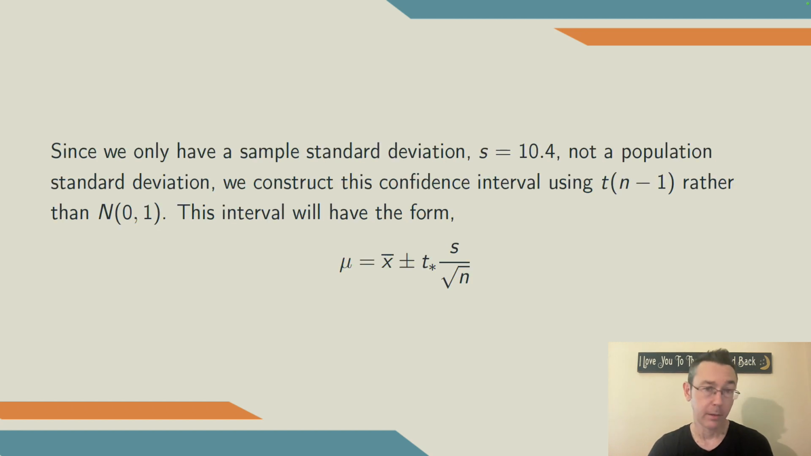Since we only have a sample standard deviation s, not a population standard deviation sigma, we're going to construct this confidence interval using a t-distribution with n-1 degrees of freedom, where n is the sample size, rather than using a z-score from a standard normal distribution. The interval has this form, x bar plus or minus t star s over square root of n. X bar, the sample mean, s, and n are all just things we can plug in. The real job is to find t star.